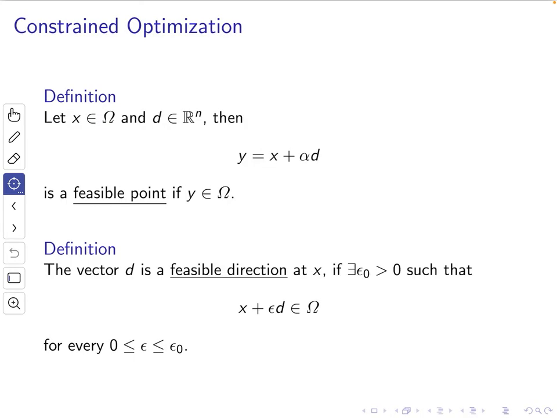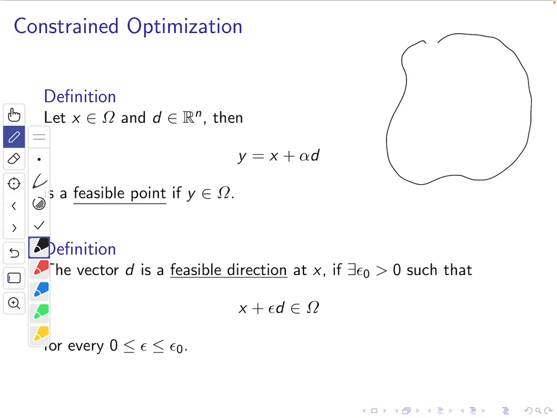We need a few more definitions. The idea we're going at here is, let's suppose this is omega. First of all, we have a feasible point. We say that this point here, x, is a feasible point if it's inside of omega. So x in omega implies x is feasible. Okay, now the feasible direction, I don't know, this is kind of confusing.